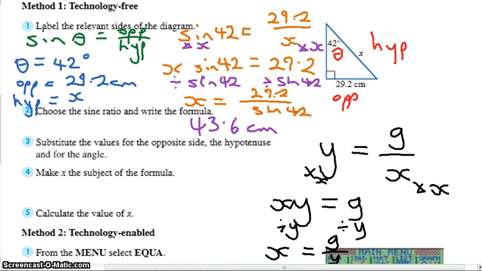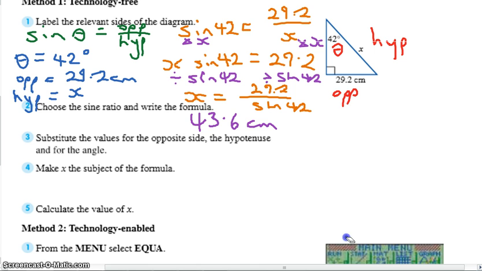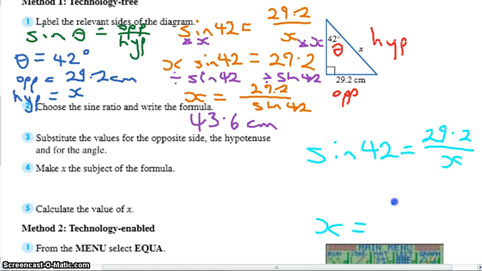Now, I didn't know you could just move the whole... this is what I want you to get out of this. I've shown you how you move it across, but a few of you are still freaking out. If we've got this, sine 42 equals 29.2 over x, have a look at what we ended up with. All you gotta do is just x equals 29.2 over sine 42. They can swap. Write that in green. They've just swapped.